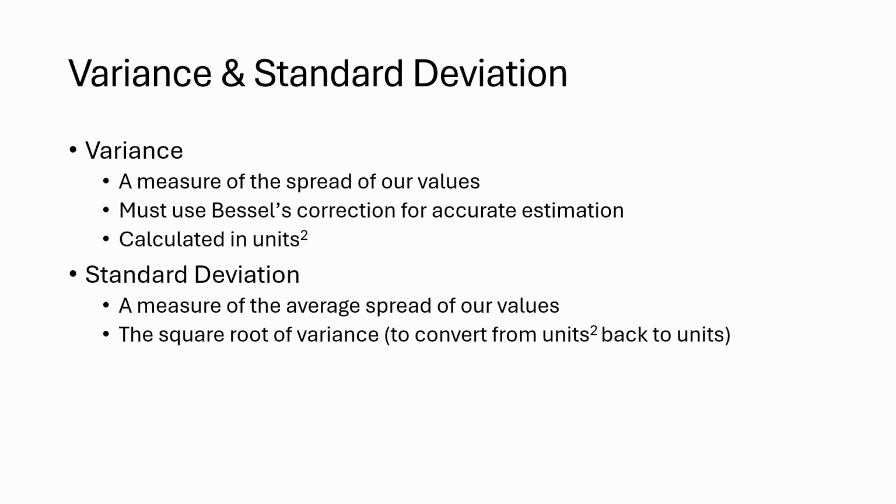According to Mullen, standard deviation is a little different from variance in that it is a measure of the average spread of our values from the center. Standard deviation is calculated by just taking the square root of variance, and this will convert the squared units back into regular units, which can then be used to get a better understanding of how spread out the data is in our data set.